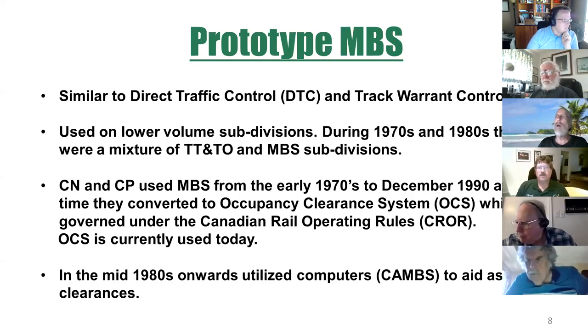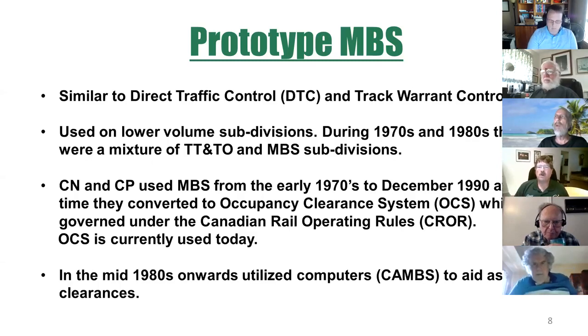CN and CP used MBS from the 70s to about 1990. At that time, the railroads were kind of left up to their own devices how to write the rules for MBS. Later on, Canadian Transportation got involved and made the Canadian Operating Rules, CROR, and they called it Occupancy Control System, OCS, which is actually used today. So it's been used the last 30 years by CN and CP.